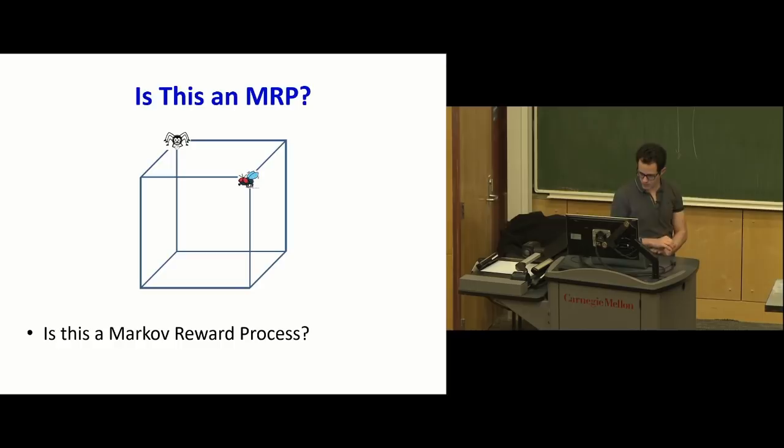So that's the initial case with the spider, one fly, it goes in every direction. Is it a Markov reward process? What do you think, is this a Markov reward process? Is the spider getting a reward at any point? Yes, and what is the reward?